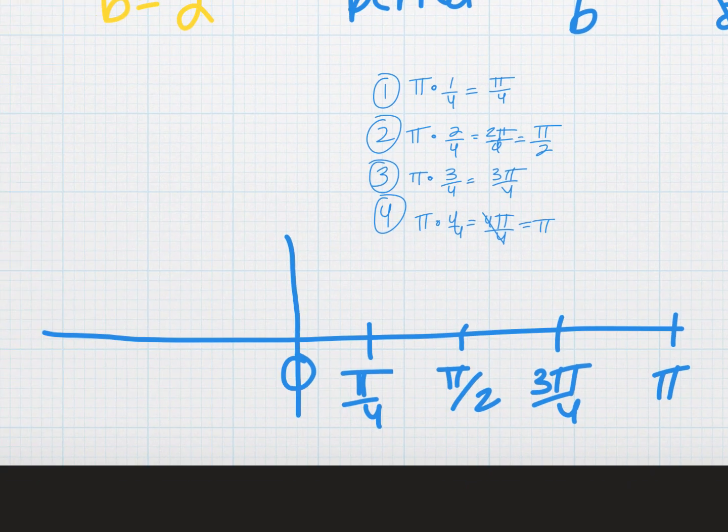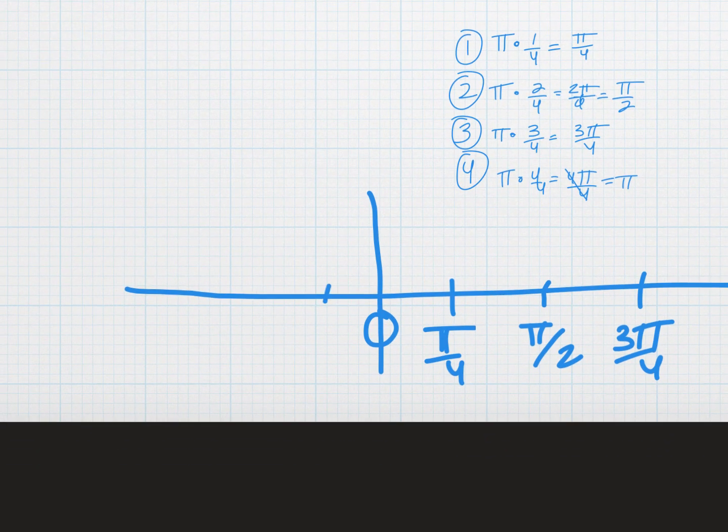Can I do one full cycle to the left? Sure. What's my first tick mark to the left? Negative what? Pi over 4. What's my second tick mark to the left? Negative pi over 2. What's my third one?